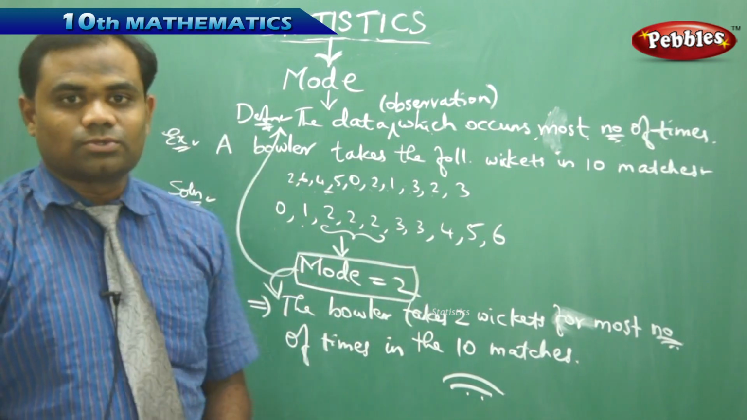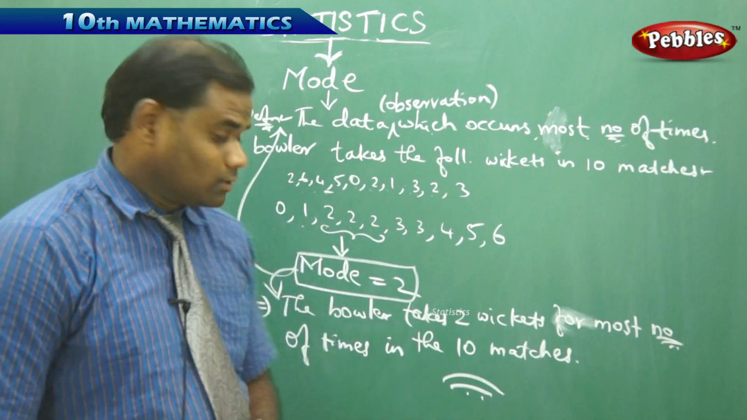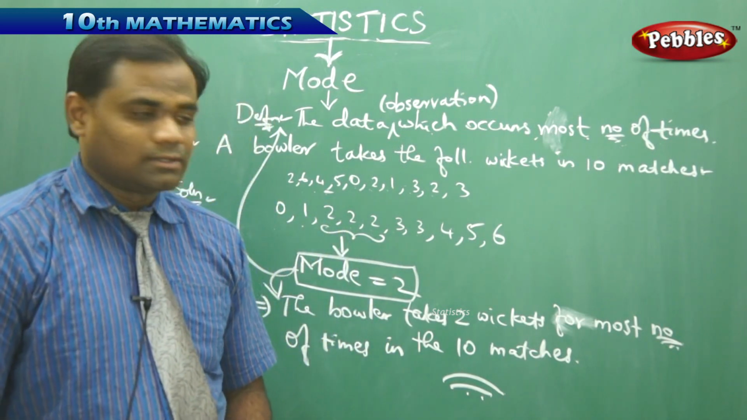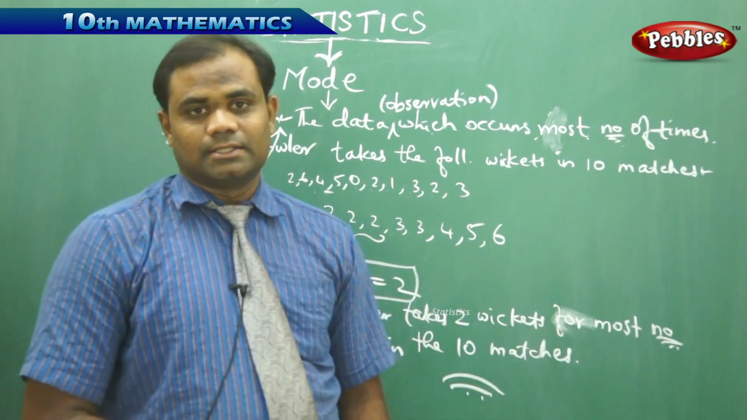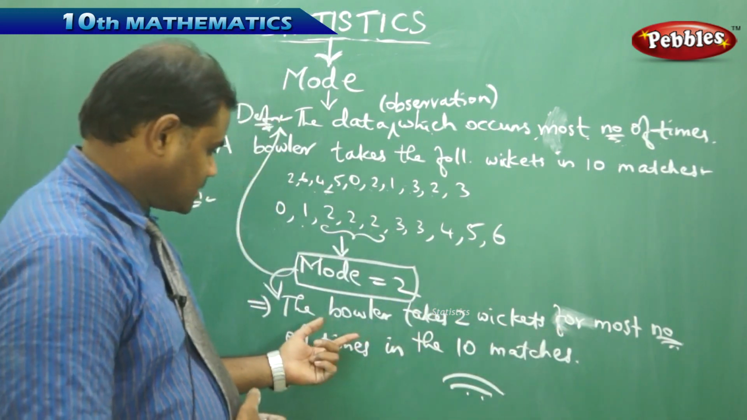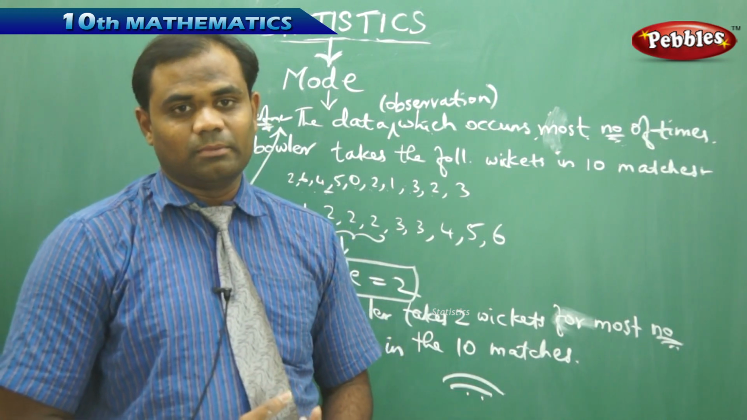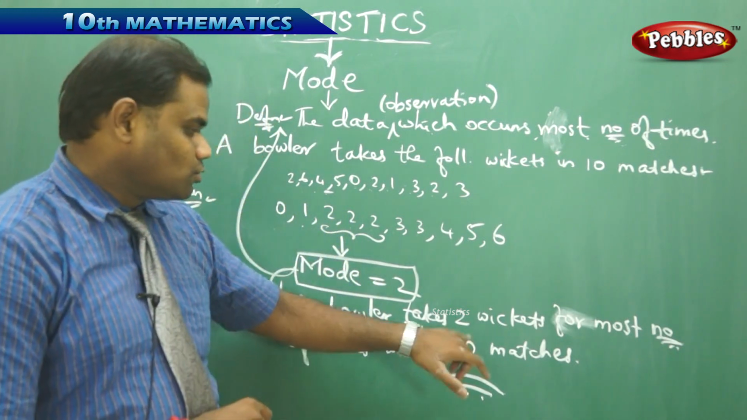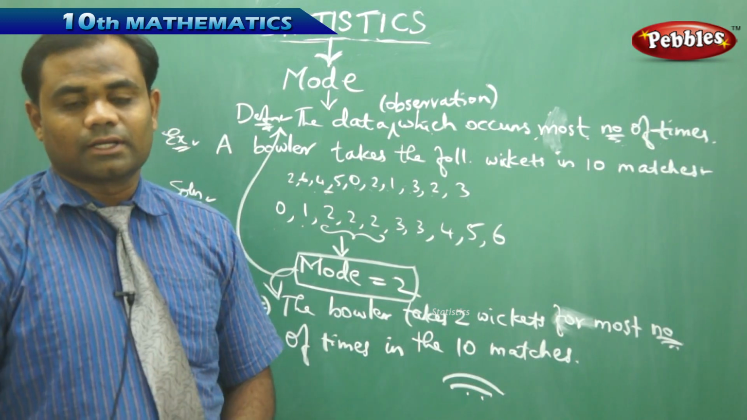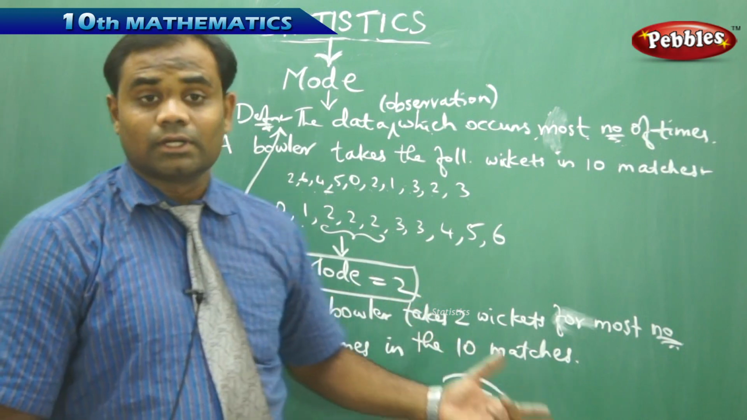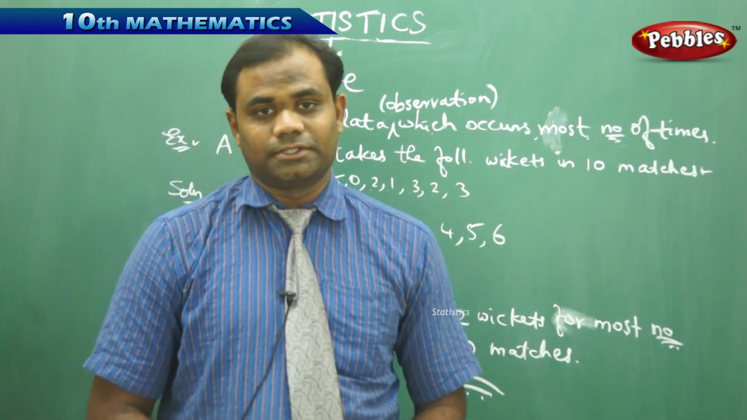It's very important to understand mode in real life because the value of the mode will let us predict the most number of times that the player, or the bowler in this case, takes 2 wickets in 10 matches. So his performance mostly has been taking 2 wickets in each of the cricket matches played by the bowler. This is how we understand mode connected with a real life situation.